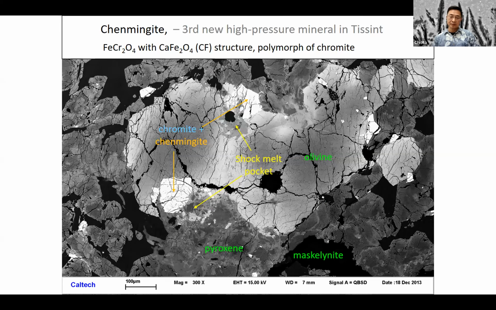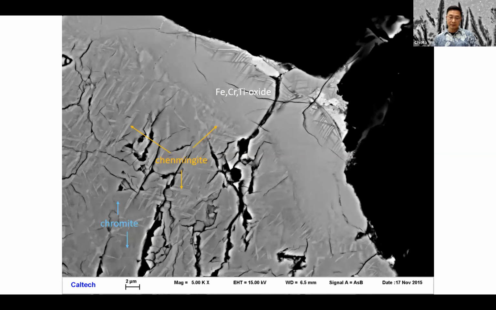Okay, tissintite is the third new mineral found in Tissint. It has this composition. It has a chromite composition with a CF structure. So it occurs within the chromite next to a shock melt pocket. Now zoom in, take a closer look. Those lamellae are the new mineral within the host chromite.